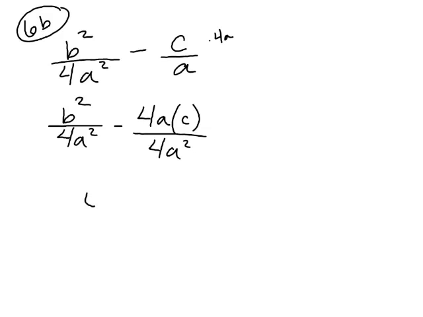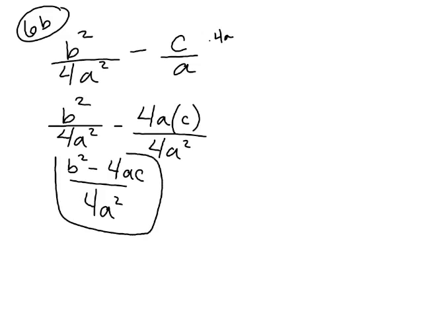So on the bottom, 4a squared, there's my denominator. And on top, I'm going to have b squared minus 4ac. Can I condense anything anywhere? No, I can't, can I? None of these terms are the same. So that would be as simple as it goes right there.